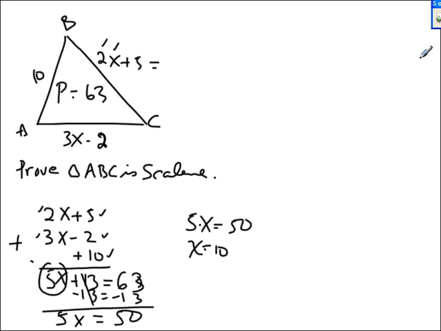2 times 10 is 20, plus 5 more is 25. 3 times 10 is 30. Take away 2 is 28. So one side is 10, the other side is 25, the third side is 28. You have a scalene triangle. All three sides are of different lengths. Okay, that completes this section.